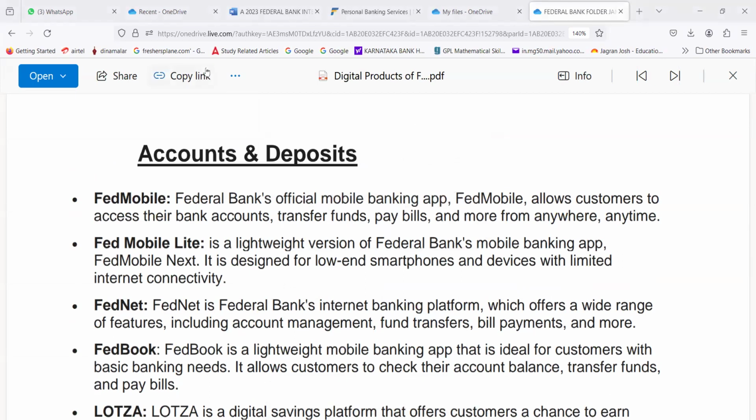Accounts and deposits. Just a minute. Hold on. Hold on. Hello.